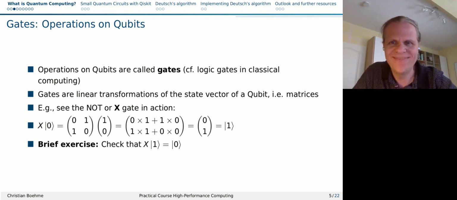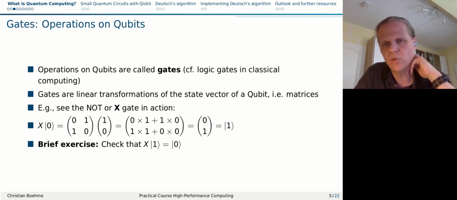Okay, it's working for you. So I hope all of you convinced yourselves that indeed, if you apply this matrix to the 1 vector, you get 1, 0 here, and that's the 0 state. Yeah, that's working for you. Okay.